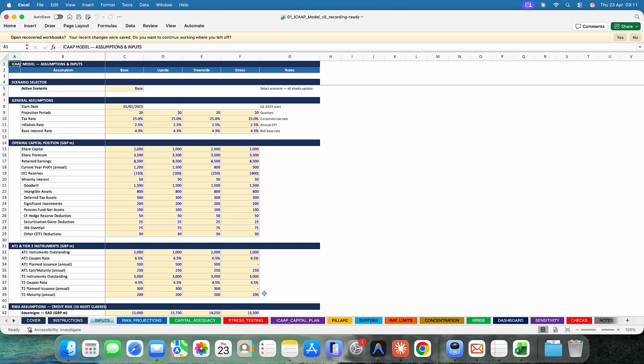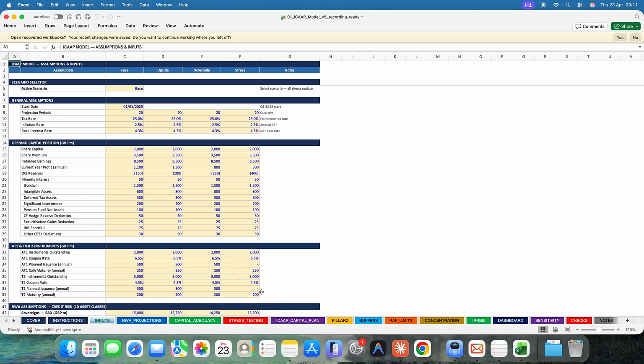10 asset classes, parameterized separately. Mortgages, CRE, SME, corporate, retail unsecured, sovereigns, institutions, equity, op risk, market risk, CVA. Each one has its own PD, LGD, EAD, risk weight, because that's how the regulation actually calculates it.